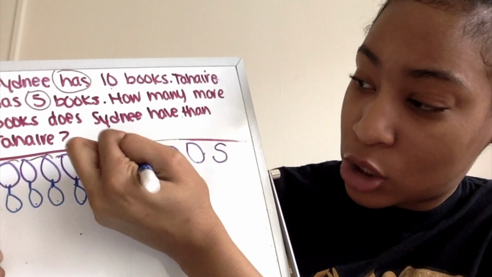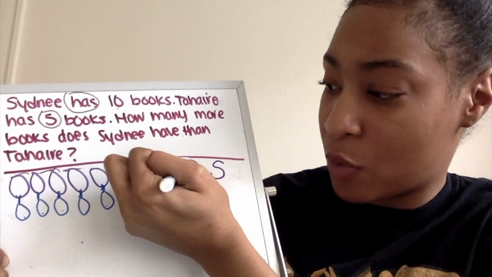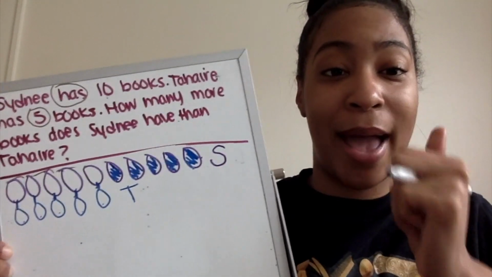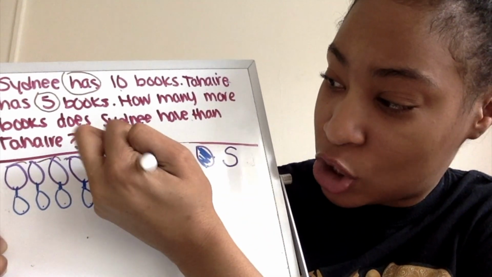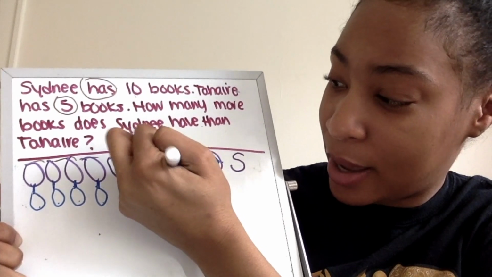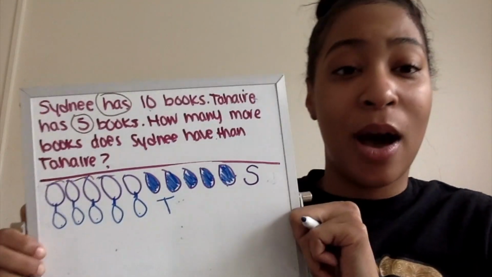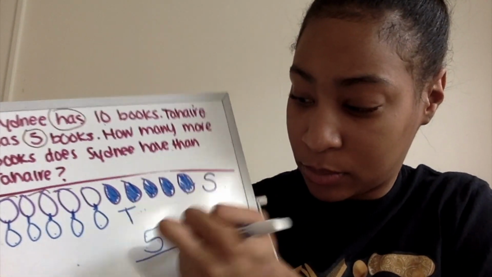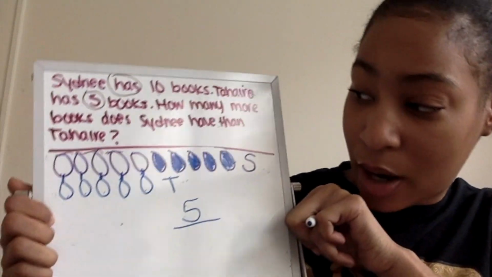1, 2, 3, 4, 5. Now make sure we go back and count again. 1, 2, 3, 4, 5. So how many more books does Sydney have than Tahari? 5. That's correct. Sydney has 5 more books than Tahari.